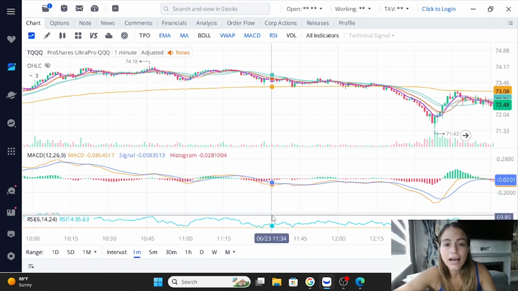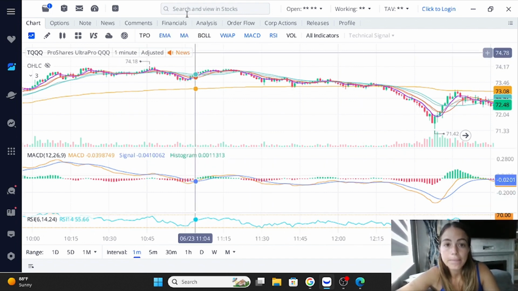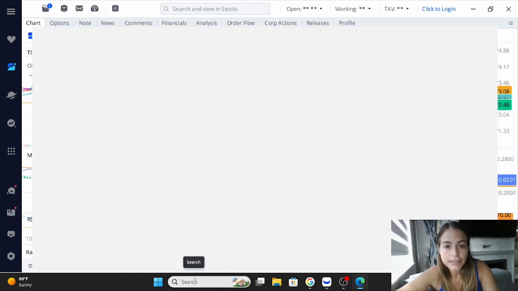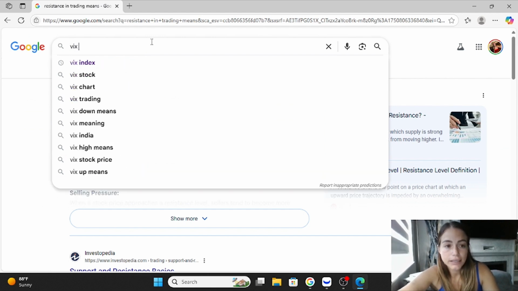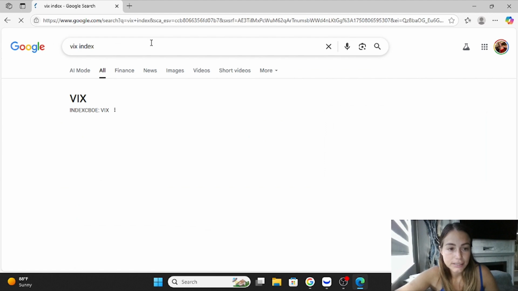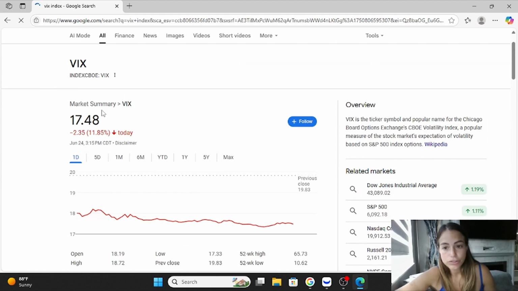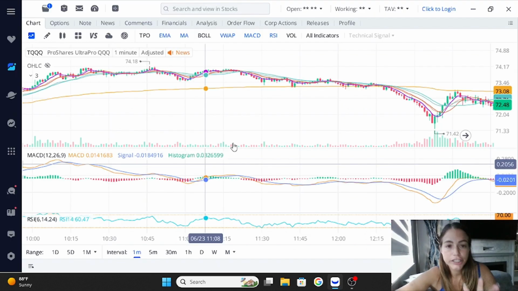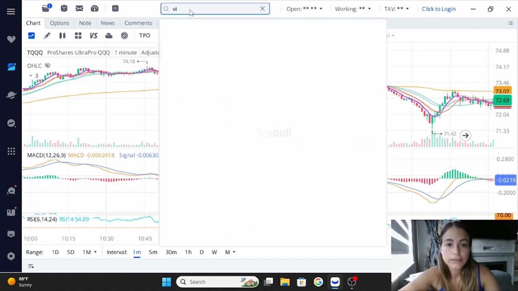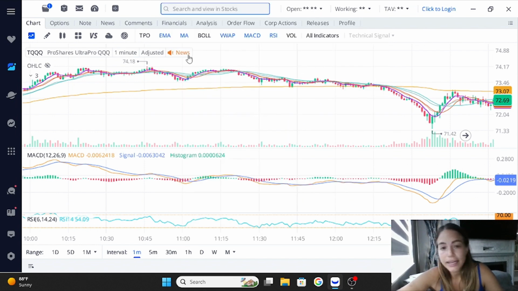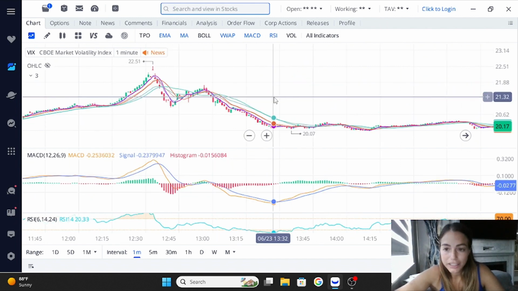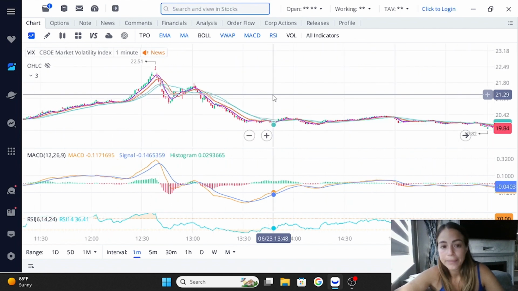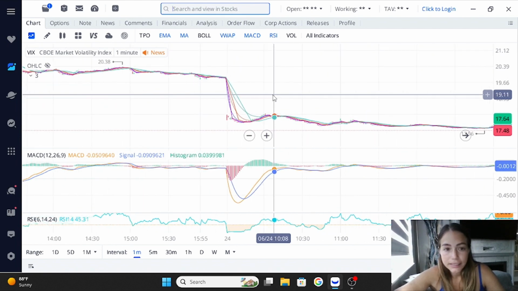Now, I said that I was gonna talk about the VIX a bit. Let's see if Google has an explanation of what the VIX is. The VIX is a volatility index. Oh, it just takes you to the VIX. It's a ticker symbol, popular name. All right. So how traders use the VIX right here is as a guide as to whether to trade or not.